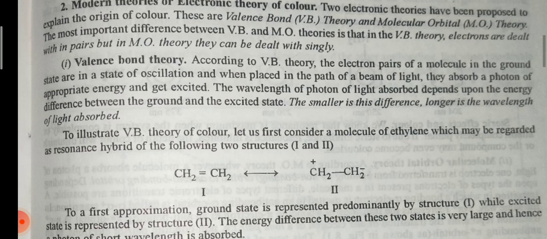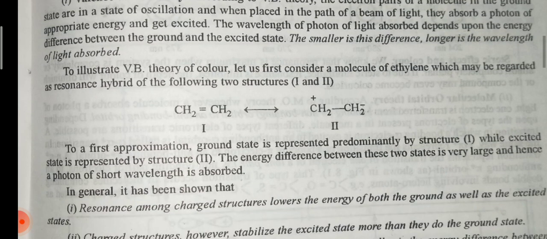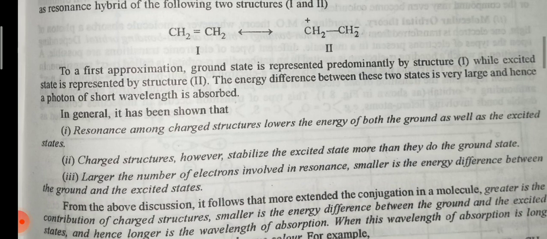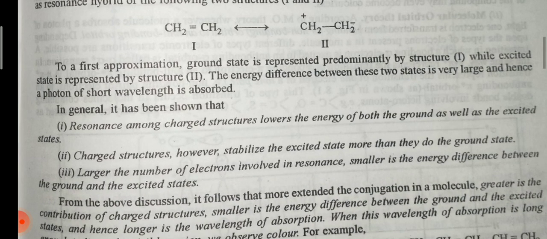The smaller this difference, the longer the wavelength of light absorbed. To illustrate the valence bond theory of color, let us first consider a molecule of ethylene, which may be regarded as a resonance hybrid of the following two structures. To a first approximation, the ground state is represented predominantly by the first structure, while the excited state is represented by the second. The energy difference between these two states is very large, and hence a photon of short wavelength is absorbed.